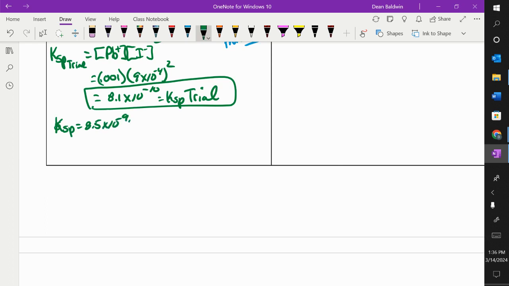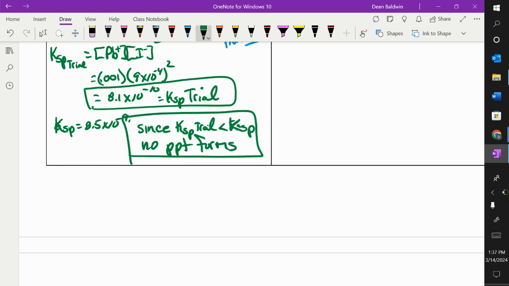All right, is our trial bigger or smaller than our KSP? Smaller. Since KSP trial is less than the actual KSP, no precipitate forms. Okay? So because our trial KSP is less than the actual KSP, no precipitate forms. All right?